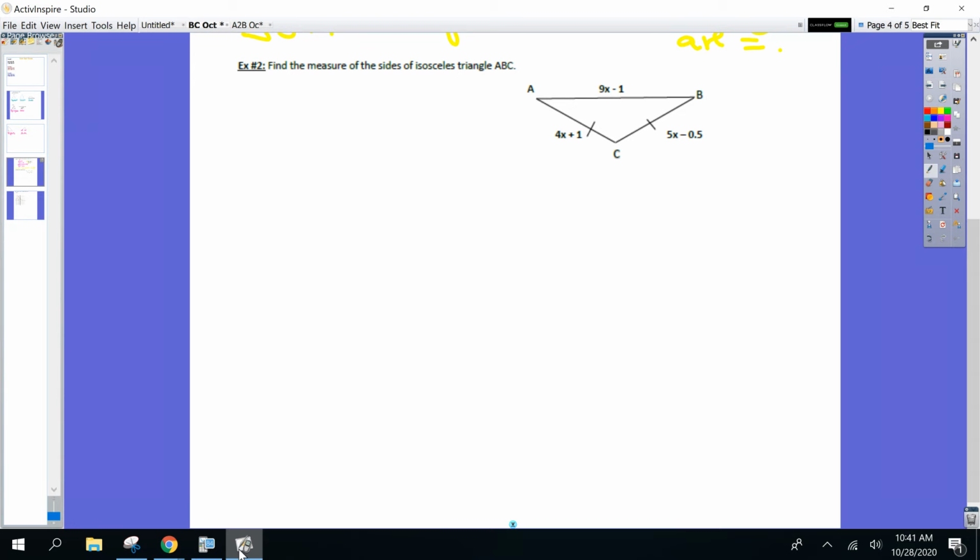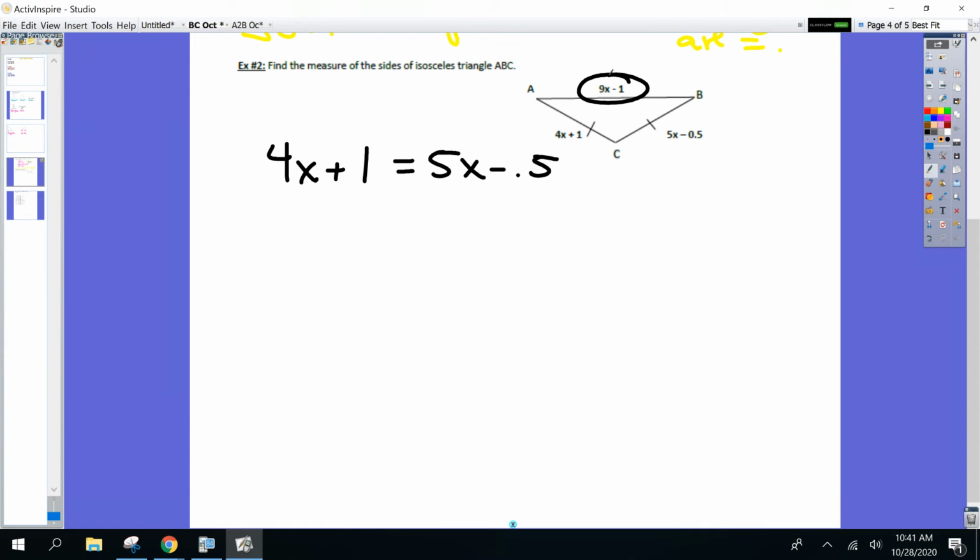4x plus 1 is equal to 5x minus 0.5. I could set those equal because they gave me the hash marks on there, so they're equal to each other. Here's where you guys get confused. You think that because they gave me 9x minus 1 that I got to use that too. No, you don't have to use all of them.